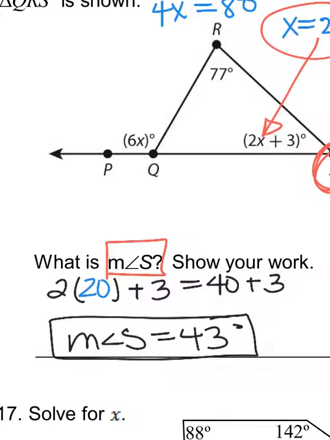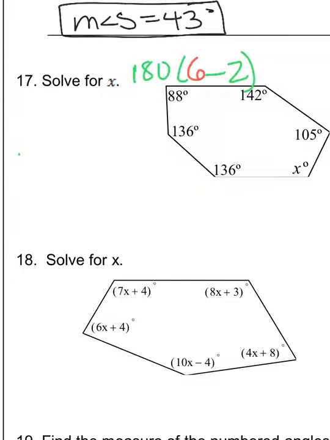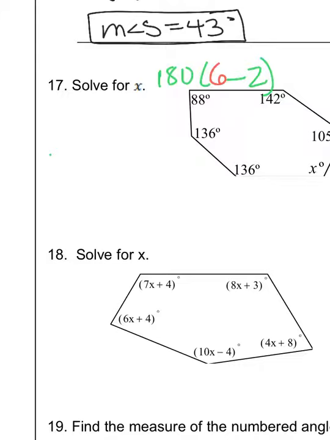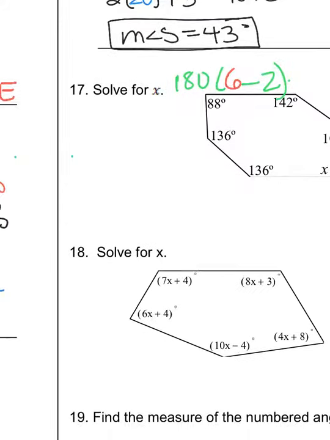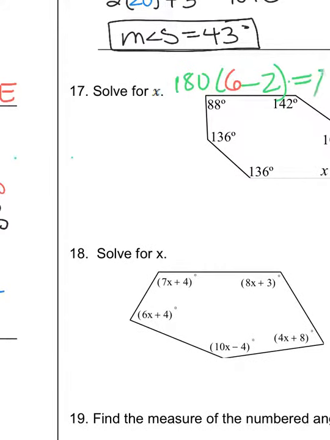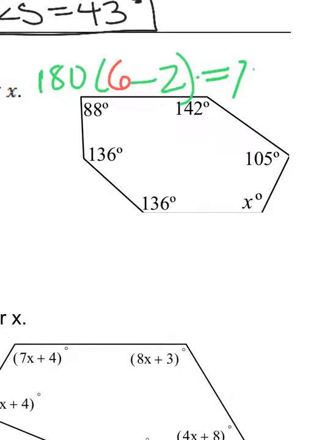For number 17, we need to count how many angles we have. I found out we have 6 in red. So I need to use my polygon sum theorem again. I need to subtract the 6 minus the 2, and I will end up with 720. So that's my magic number. That means I need to equal all of these angles to 720.